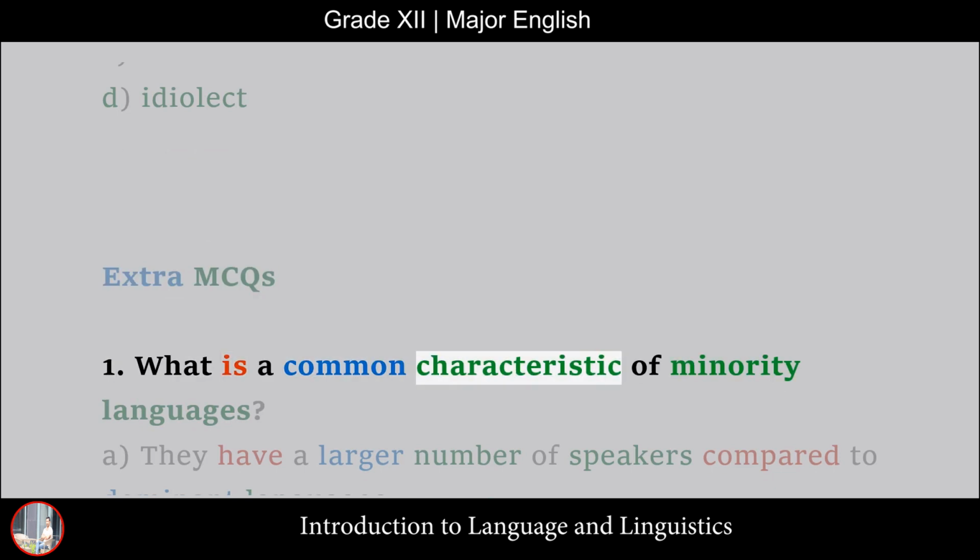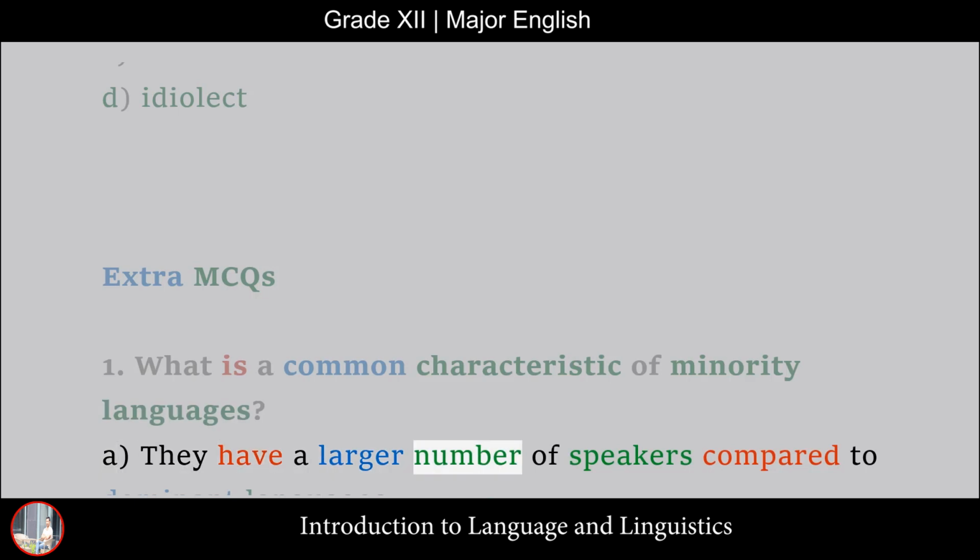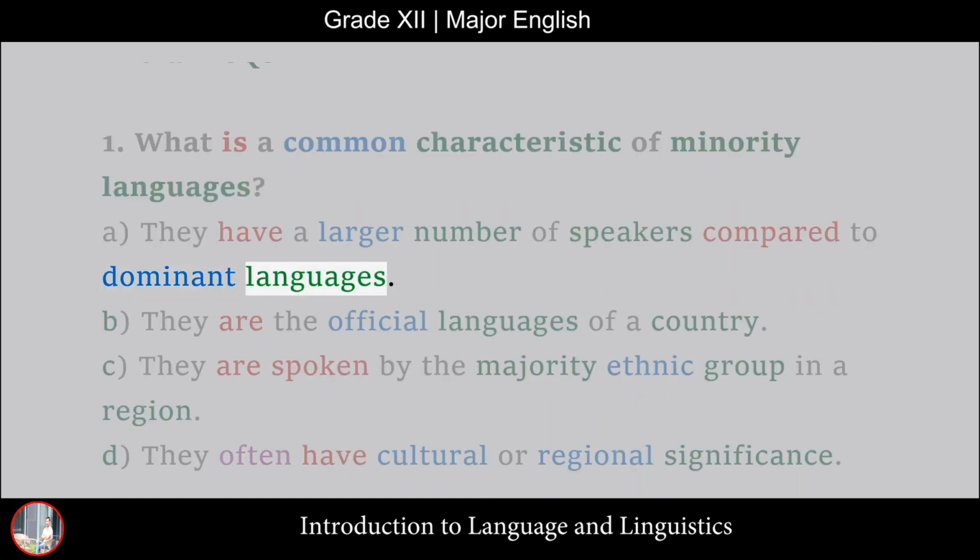Extra MCQs. 1. What is a common characteristic of minority languages? A. They have a larger number of speakers compared to dominant languages. B. They are the official languages of a country. C. They are spoken by the majority ethnic group in a region. D. They often have cultural or regional significance.